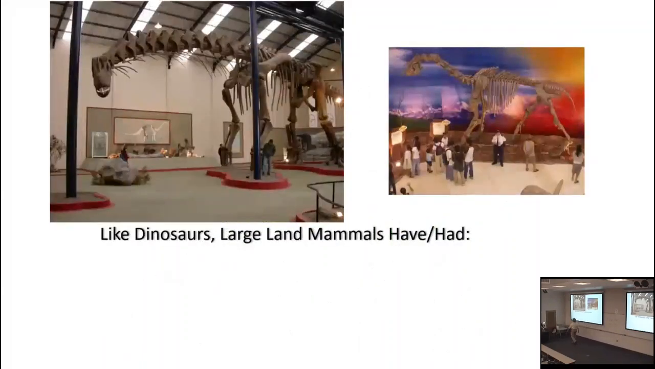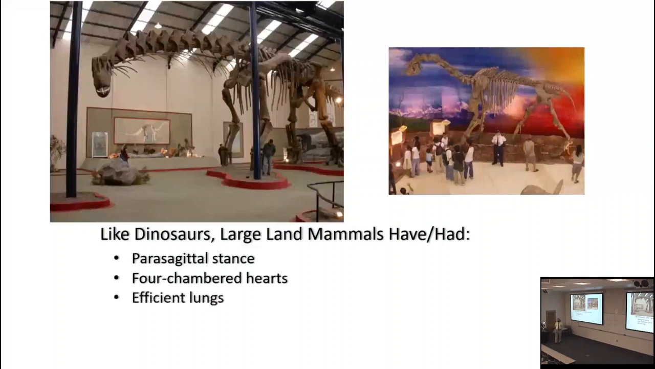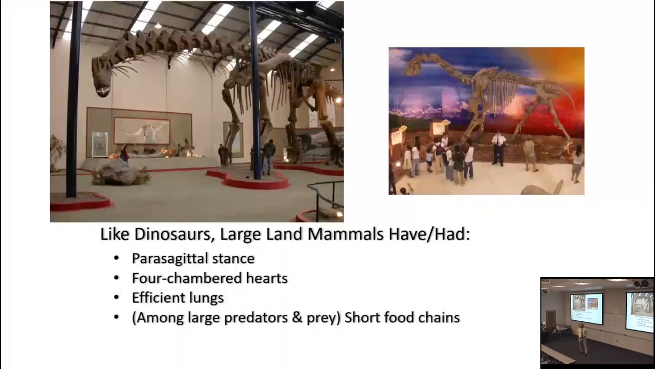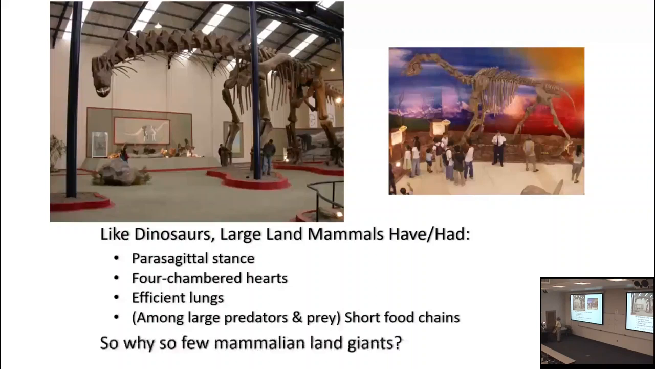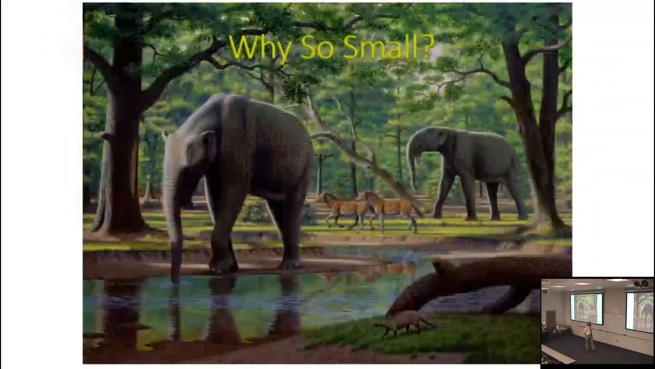Dinosaurs and large land mammals have similar attributes. The parasagittal stance, four-chambered hearts, as we will see next week, efficient lungs, ditto. And at least among the larger forms, very short food chains. So here we see a big dinosaur, and it is much bigger than a big rhino. Although, to be fair, that big rhino is still pretty damn big. So why are there so few mammalian land giants? I should point out, again, it's only 2 clades that produce these giants, not the multiple clades we see in Dinosauria.